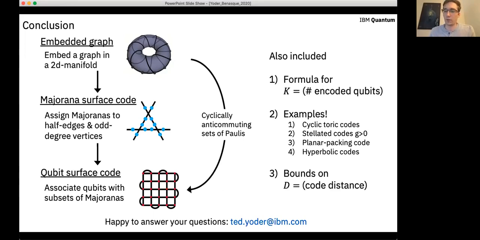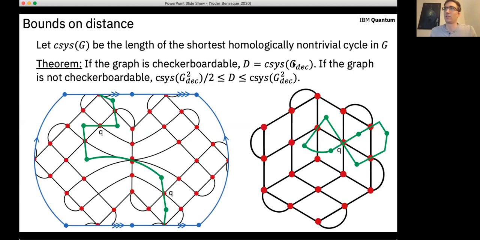Right, so, well, I guess I should say C systole of what graph? The C systole of the decoding graph in the non-checkerboardable case is not defined, because the non-checkerboardable graph doesn't have a decoding graph that embeds in the same manifold.